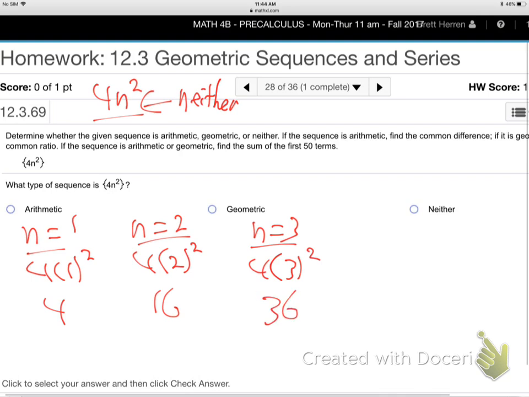What's happening from term to term? Nothing consistent. You might think at first, well, it's adding 12. But that doesn't work here. Adding 12 doesn't get you 36. You might think, well, it's multiplying by 4. That won't work either. Times 4 works for the first one, but times 4 does not get you 36. It's neither. So either way, that's a neither. That good?